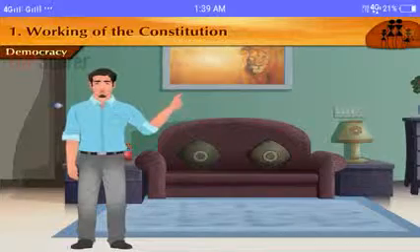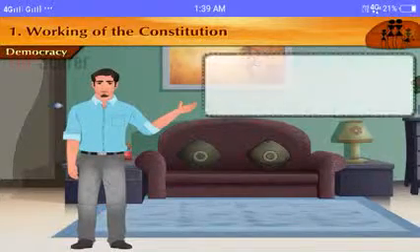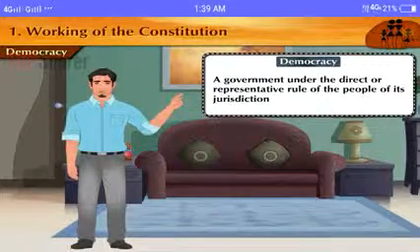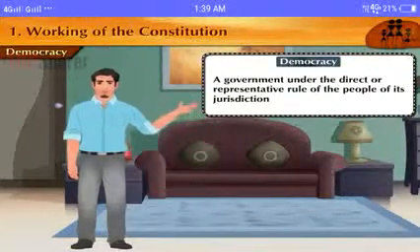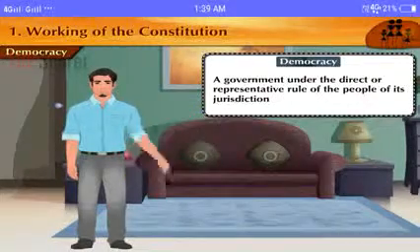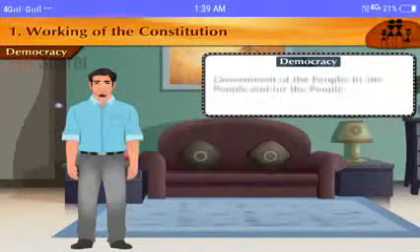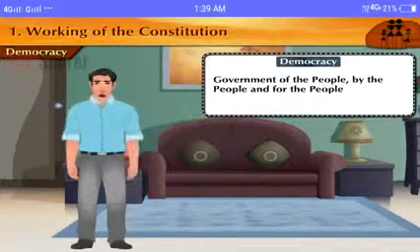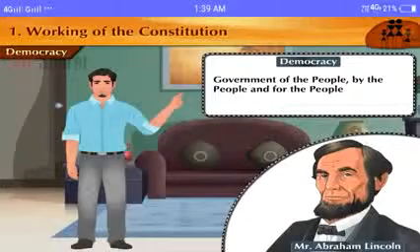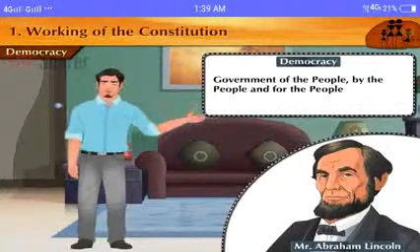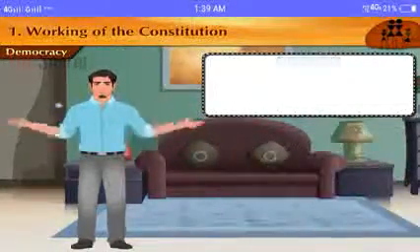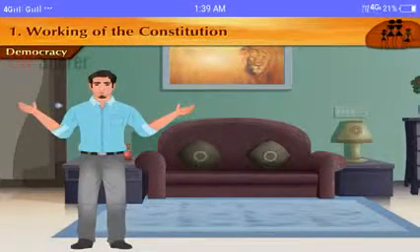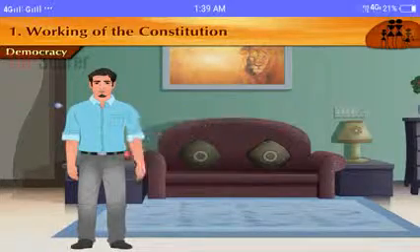I'm sure you must be familiar with various definitions of democracy, such as a government under the direct or representative rule of the people of its jurisdiction, and the ever popular government of the people, by the people, and for the people, coined by Mr. Abraham Lincoln, the 16th President of the United States of America. We should focus on the various factors that have helped preserve this sacred institution called democracy.